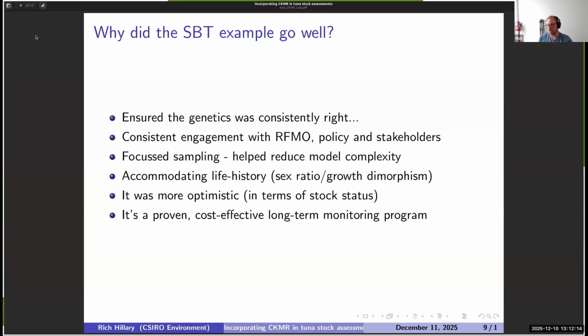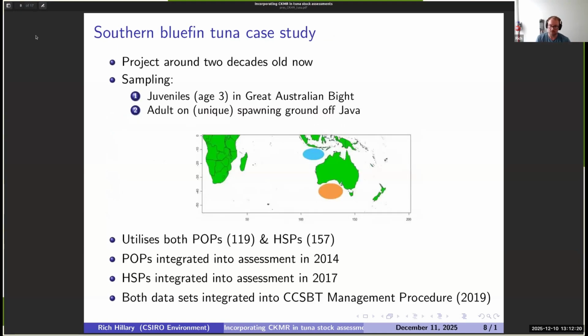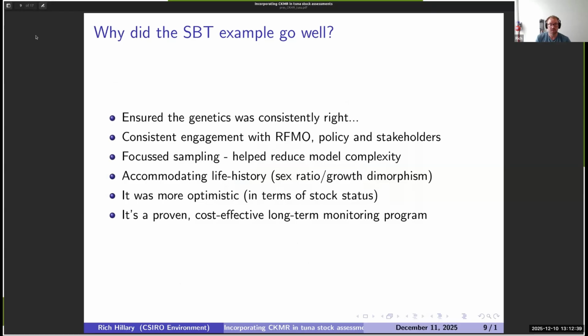Focused sampling, I think, is a really big one for this case. It really helps reduce model complexity. Just going quickly back to the fact that we can get those juveniles at age 3, and we're pretty darn sure they're age 3, and that we can get adults on the spawning ground, so not off the spawning ground, not at spawning time, where we have to deal with the fact that, well, we've sampled it over here, what's the probability it could have actually been up on the spawning ground? We're sampling animals on the spawning ground, so that makes it simple.